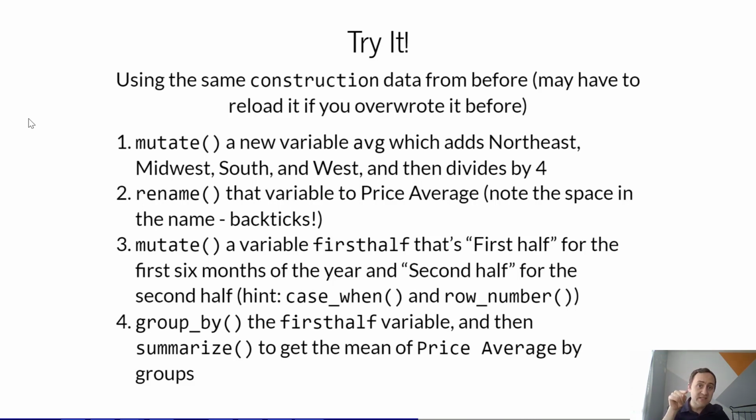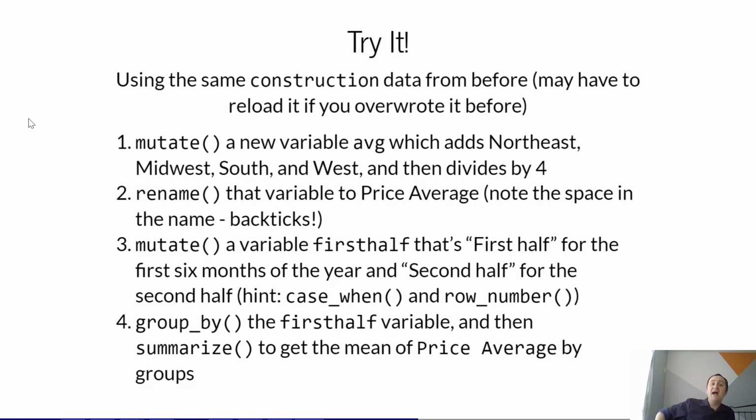Anyway, then once you've done that, I want you to rename that variable from AVG to price average, noting the space in the variable name. Use some backticks to allow that to happen. Once you've done that, I want you to mutate a new variable called first half, for the first 6 months of the year, and second half for the second half. Use case when to get this to work. And also you could use in to check whether it's in the first half of the year or not, or less than or equal to, but try maybe using row number, just see how that works out for you.